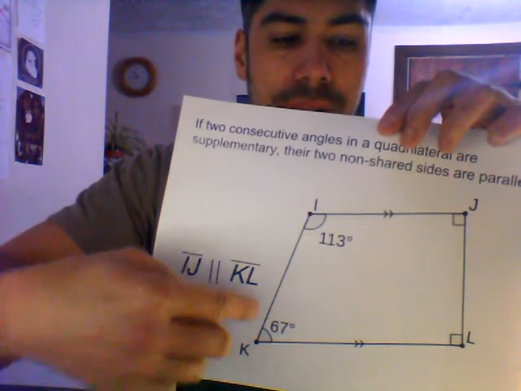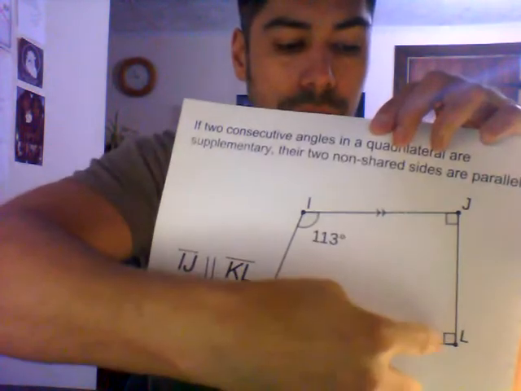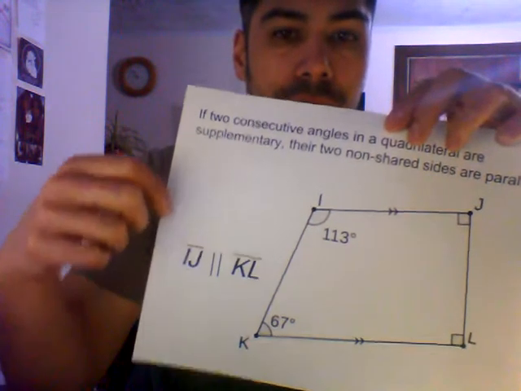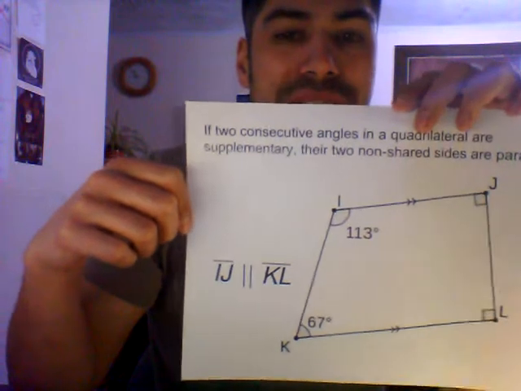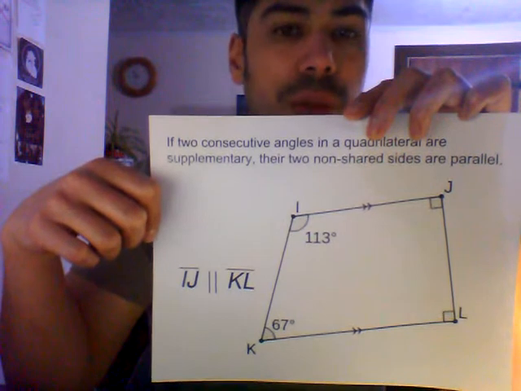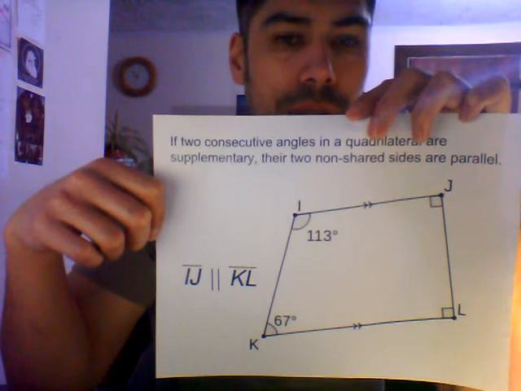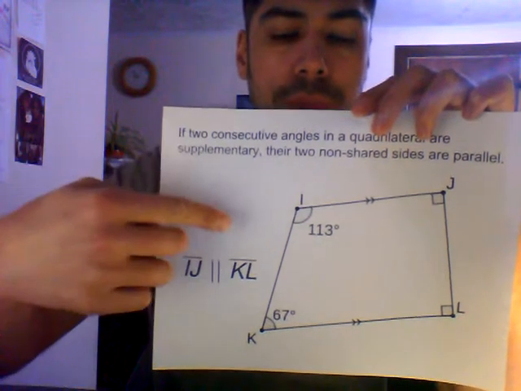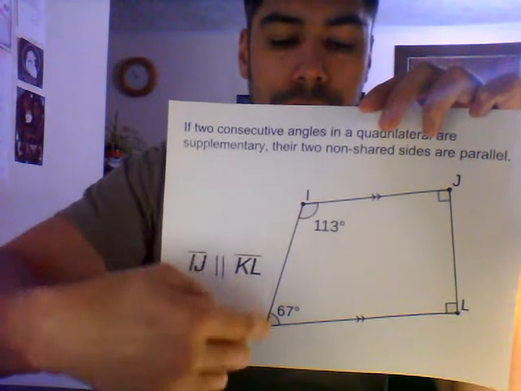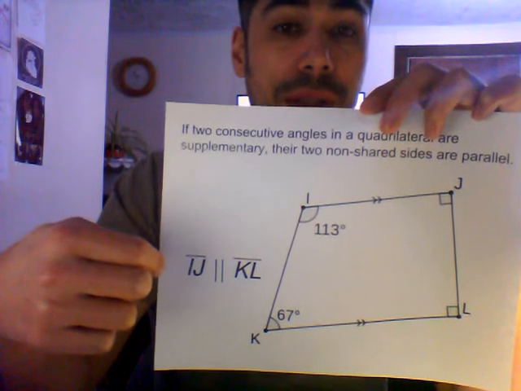The sides that are part of those two angles but not shared are these two, the top and the bottom here, segment IJ and segment KL. So those non-shared sides, segment IJ and segment KL, are parallel. Those are our opposite parallel sides in this trapezoid. And part of the reason that's true is because these two angles are supplementary. Their measurements add up to 180 degrees.